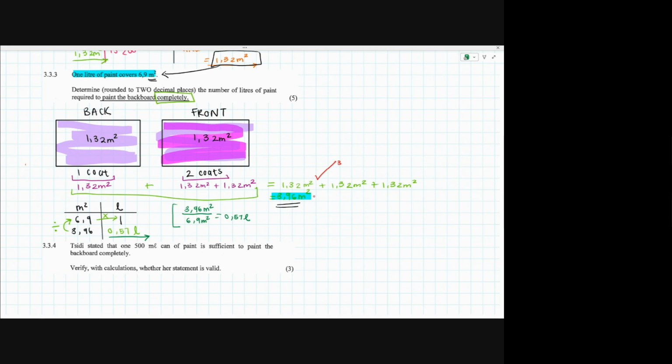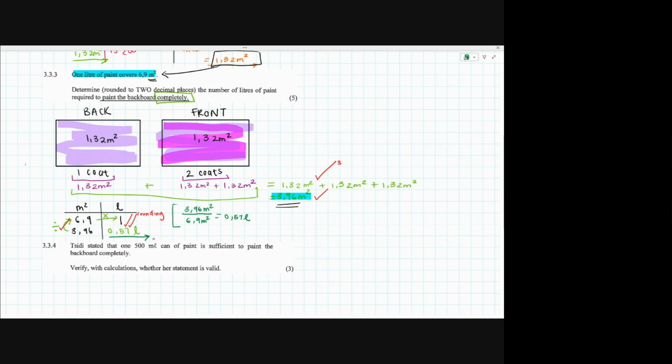And then you get a mark for the total area that you need to cover with your paint. You would then get a mark for dividing by the 6,9. You would get a mark for the answer that you get, and you also get an additional mark at your answer for rounding. So that's why I said it's so important that you round off correctly, because there is a whole mark allocated to rounding here.